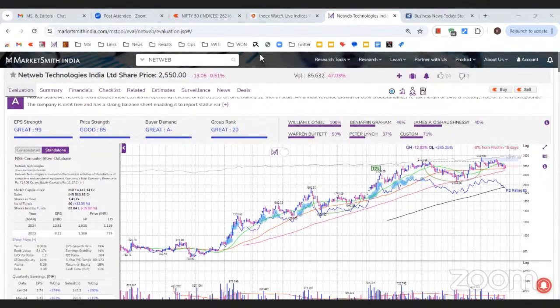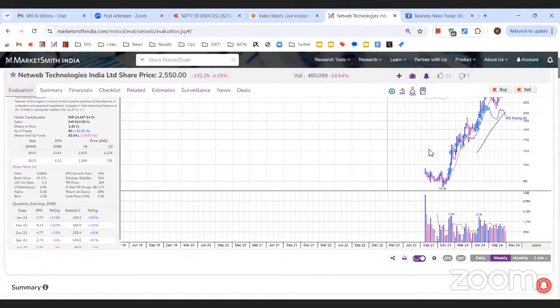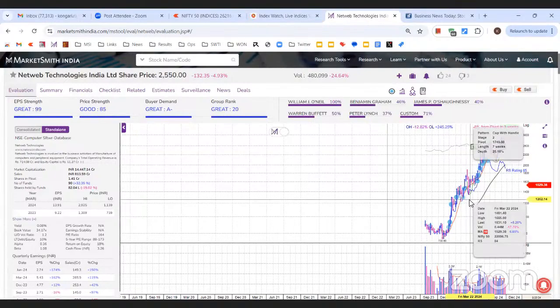Thanks, Raj. So Vivek has a question on base counts. Can base count be done on daily or weekly? It can be done on both the charts, daily or weekly. That doesn't matter. The second part is, is it valid for large cap? Yes, it is valid for all of them.